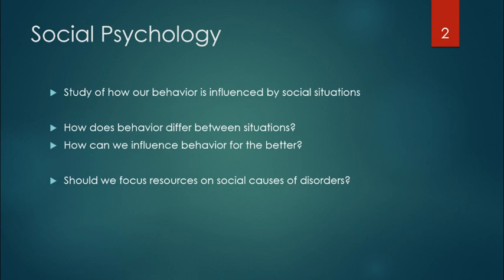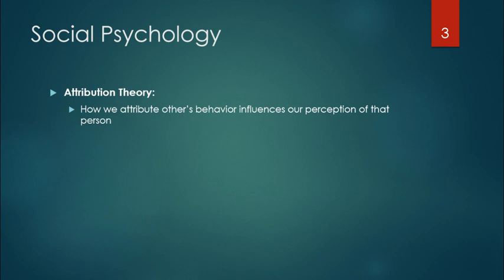So let's say there is a social cause that we can pinpoint for a particular mental disorder. Should we focus resources on changing that, reducing that? Well, if we can, absolutely. So let's jump into this a little bit here. And let's start with attribution theory.